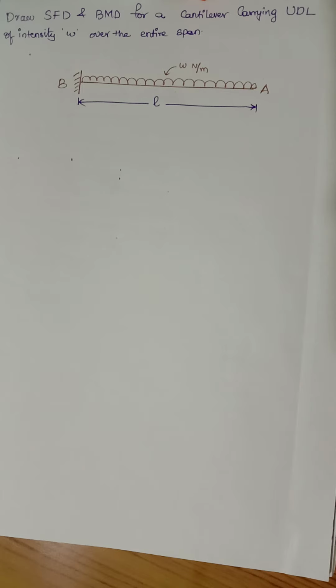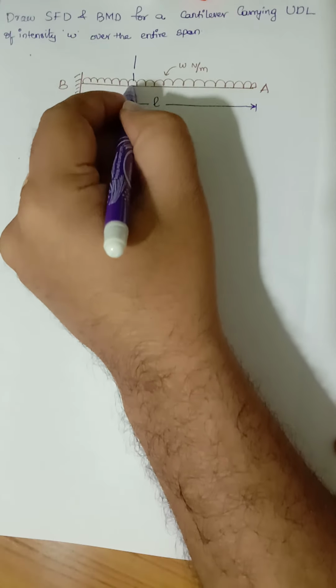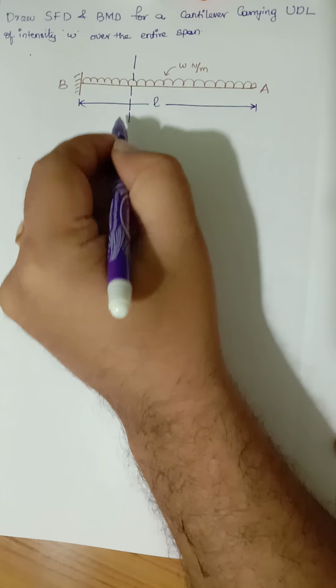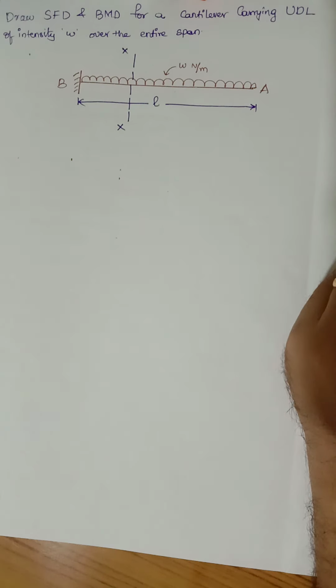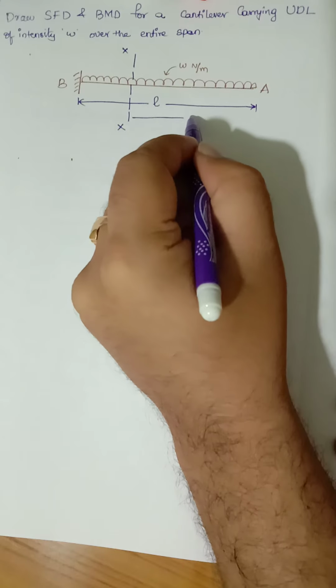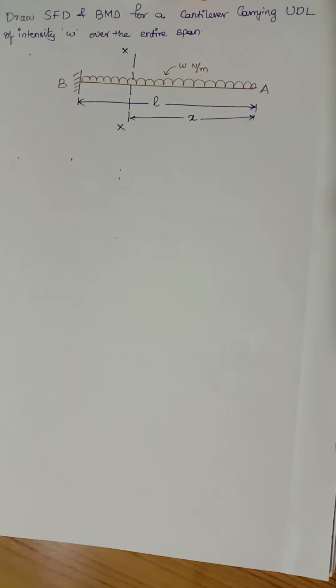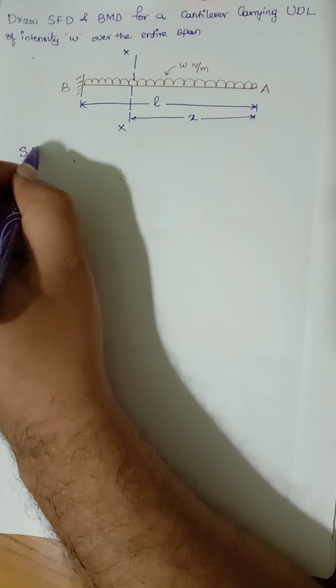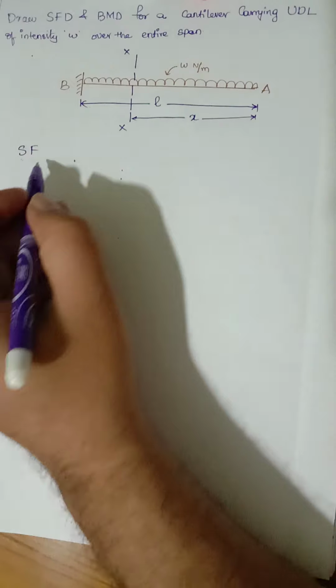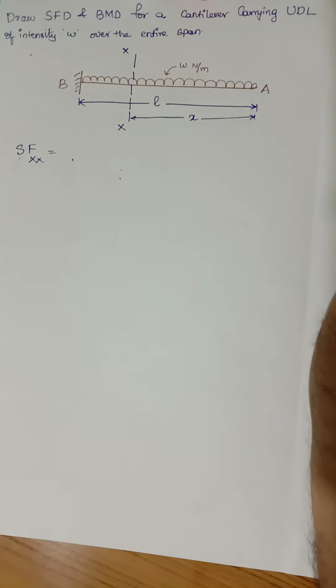To draw the shear force and bending moment diagram, I'm going to consider a section in between A and B. Let the section be capital X and X. Now this section is located exactly at a distance of small x from the free end capital A. Now we can calculate the shear force at any section. I'm just abbreviating the shear force as SF. Shear force at any section X will be equal to.